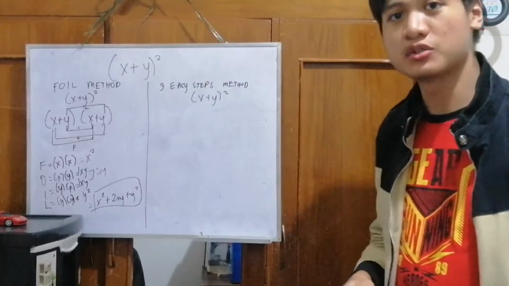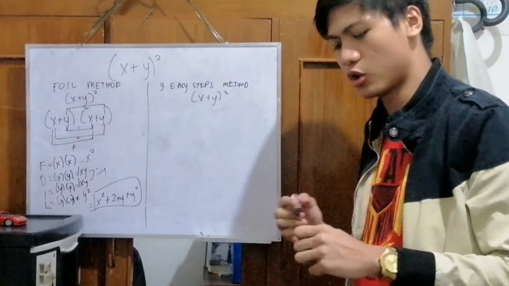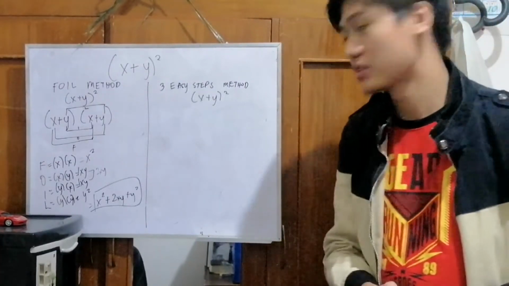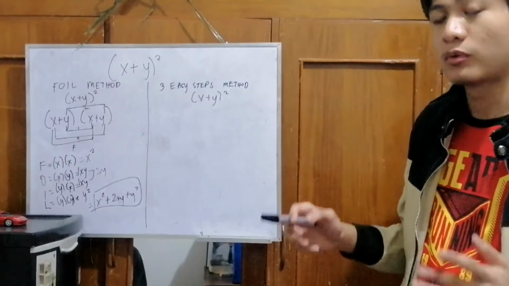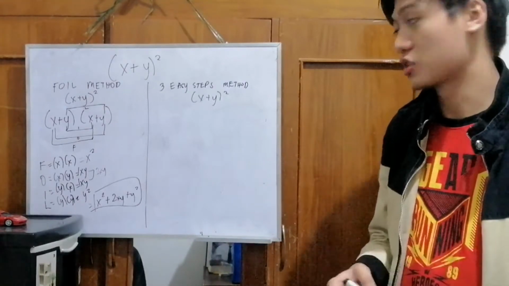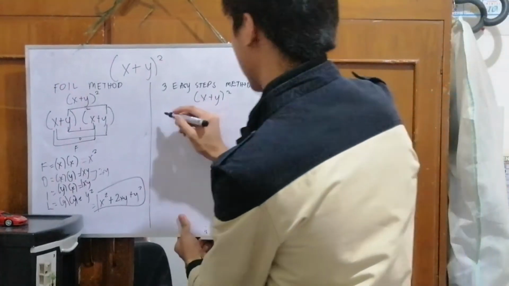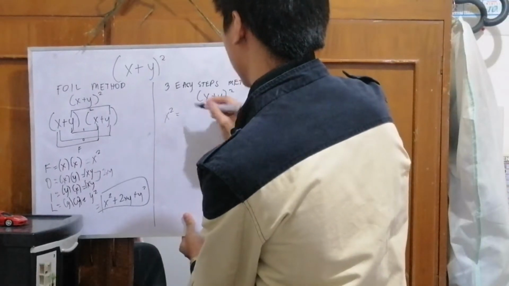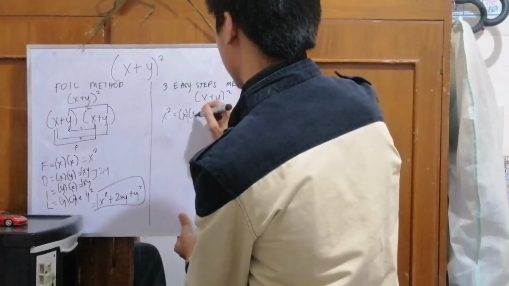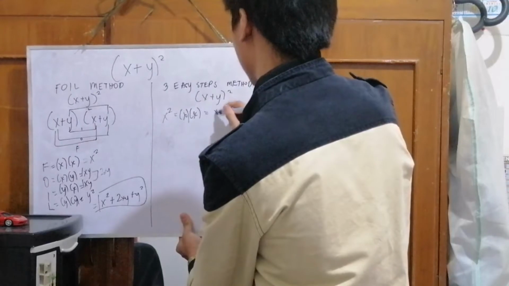And so how about here in the 3 easy steps method? With the 3 easy steps method, all we have to do is just remember 3 easy steps. Now for the first step, all we have to do is square the first term. How do we square the first term? With x squared, we are going to split it into 2. That is x times x, and that is equal to x squared.